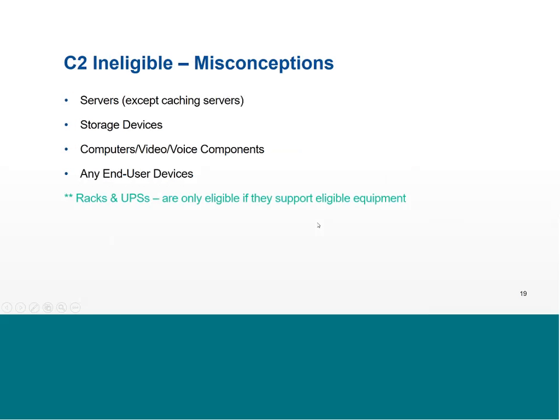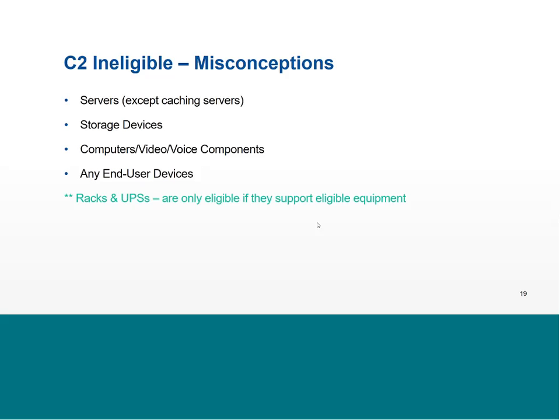So the next thing is some Category 2 misconceptions about what's eligible under C2 and what isn't. Servers used to be eligible for E-rate, and now the only servers that are eligible are caching servers. Storage devices aren't eligible. Any kind of end-user device like computers or phones is not eligible. The big takeaway from this one that I wanted to point out is UPSs: they are only eligible if they support other eligible equipment.